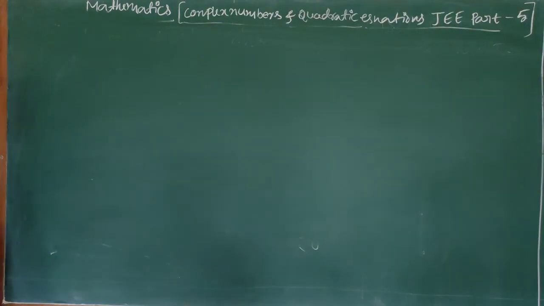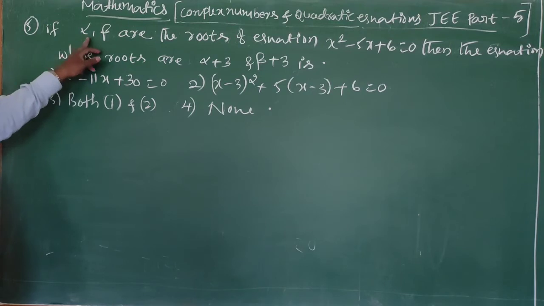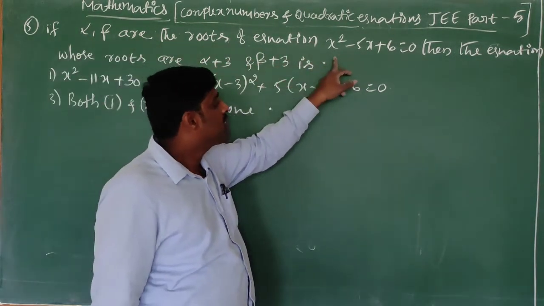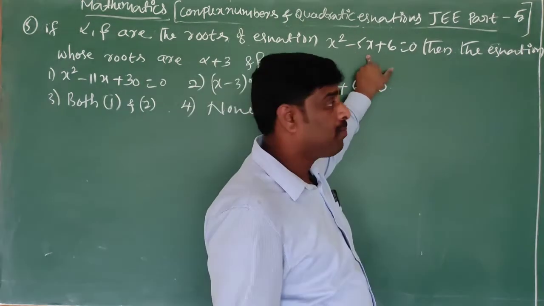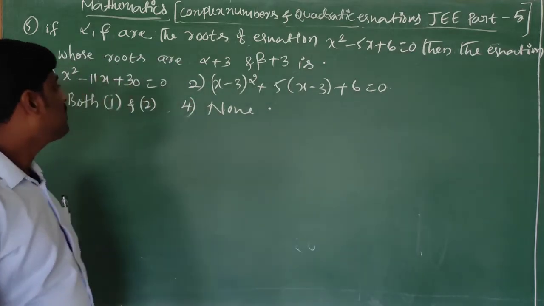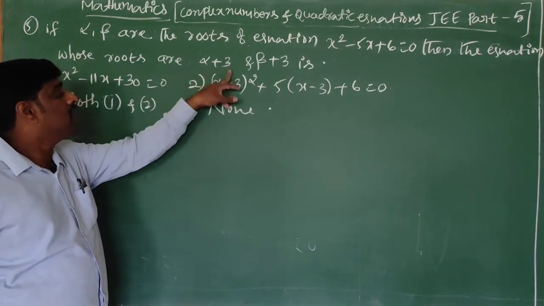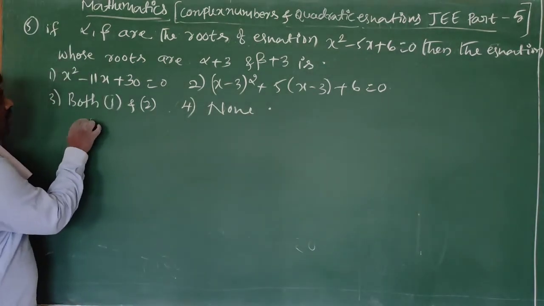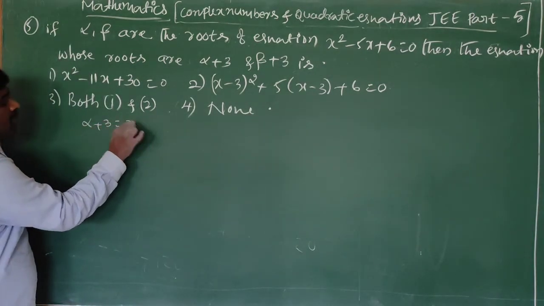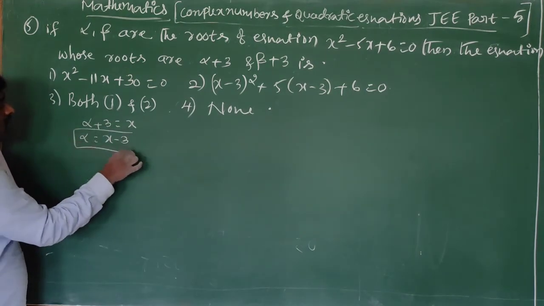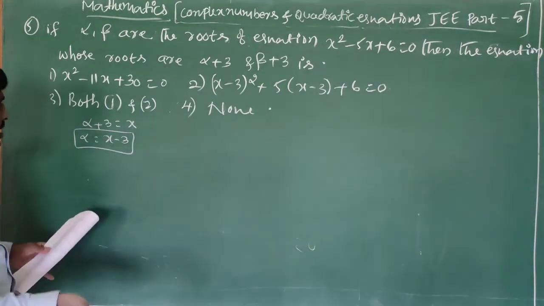If alpha, beta are the roots of the equation x square minus 5x plus 6 is equal to 0, then find the equation whose roots are alpha plus 3 and beta plus 3. Here alpha plus 3 is equal to x. Alpha is equal to what? x minus 3.